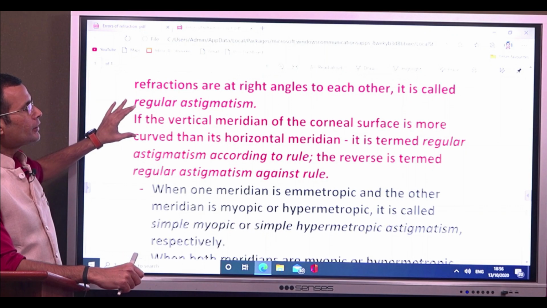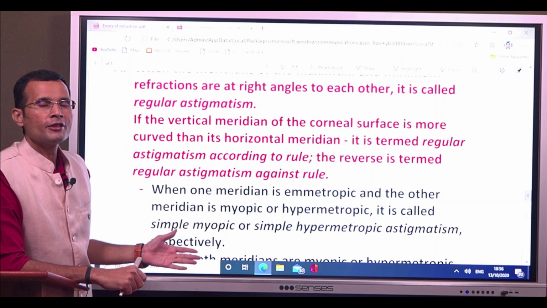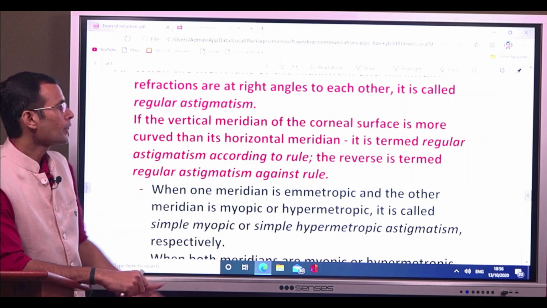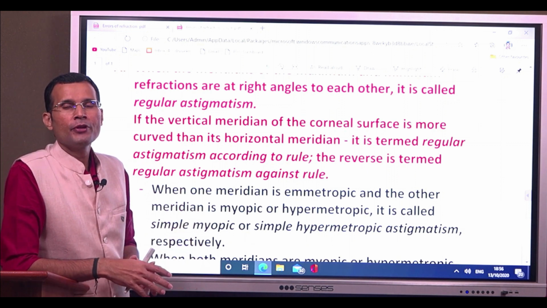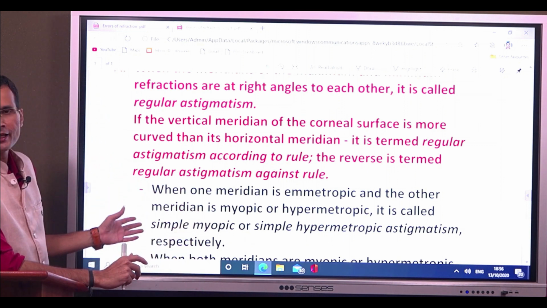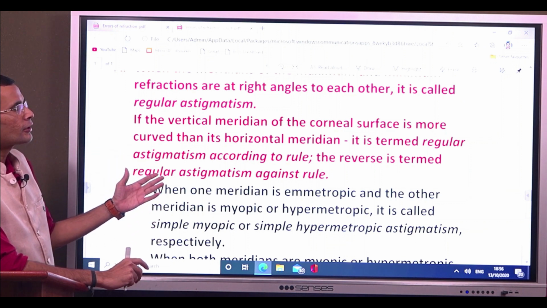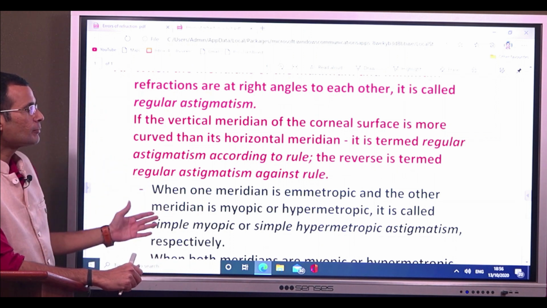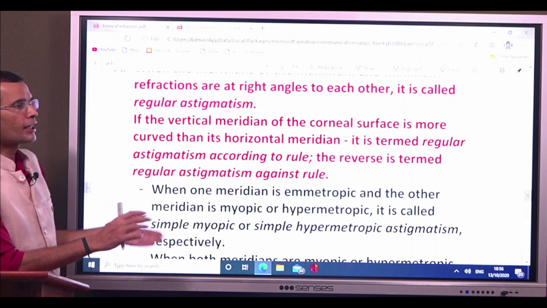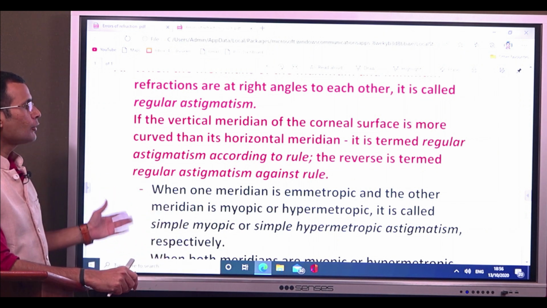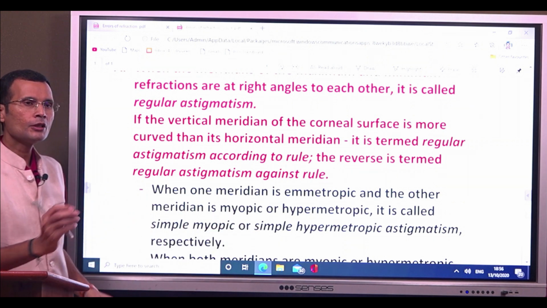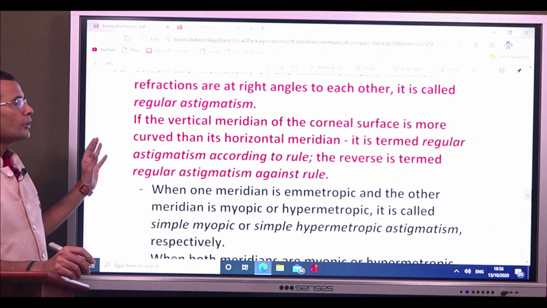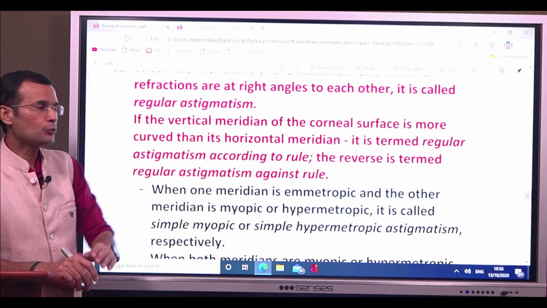If the vertical meridian of the corneal surface is more curved than the horizontal meridian, we call it regular astigmatism according to rule. These are the terminologies to describe various types of astigmatism. So let me just say again, if the vertical meridian of the corneal surface is more curved than the horizontal meridian, it will be termed regular astigmatism according to rule. And if the reverse is there, then it's called as regular astigmatism against the rule. So astigmatism can be either regular or irregular. In regular astigmatism, it will be according to rule or against rule.